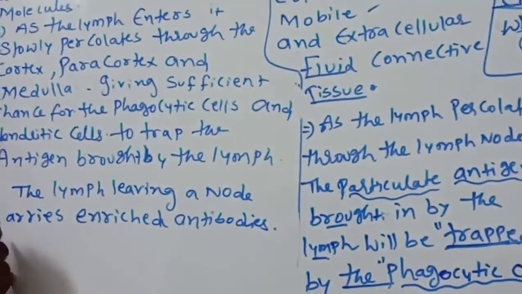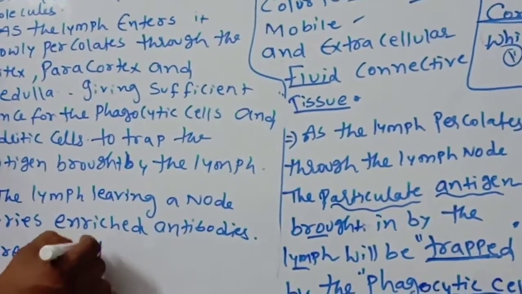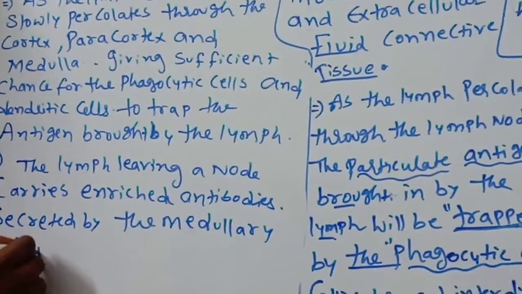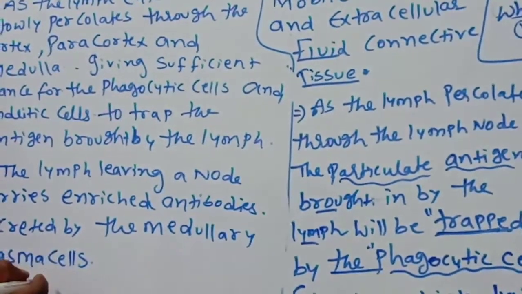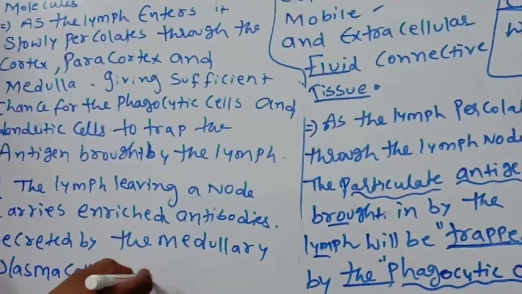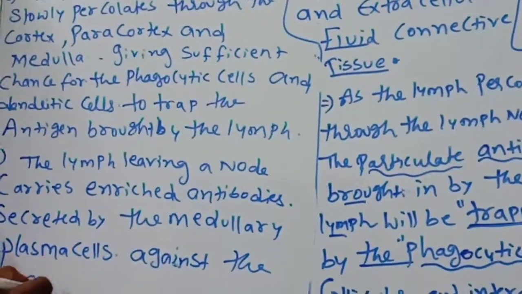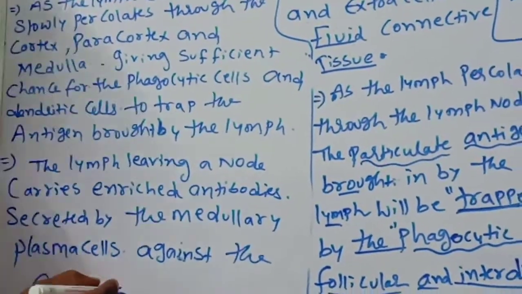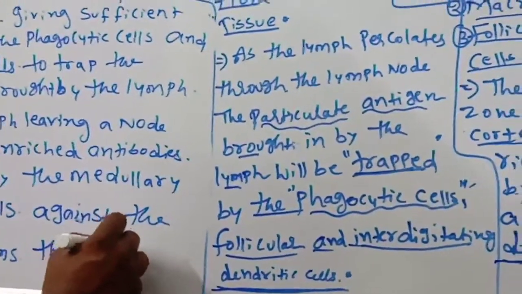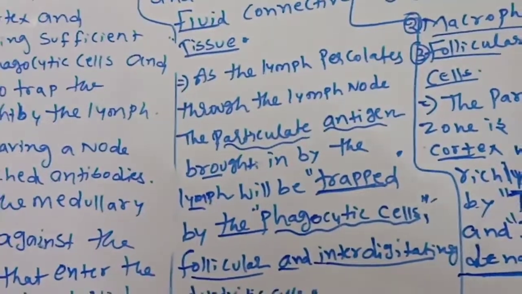Enriched antibodies secreted by the medullary plasma cells against the antigens that enter the lymph node. Okay, children, that enter the lymph node.